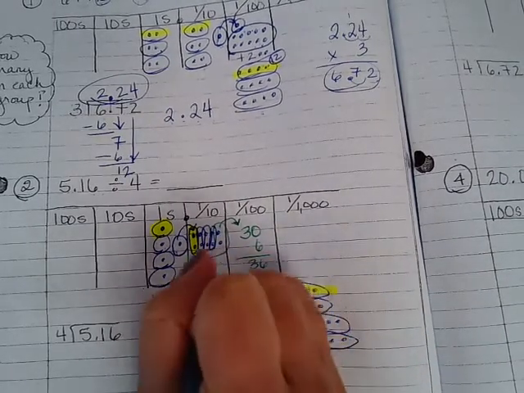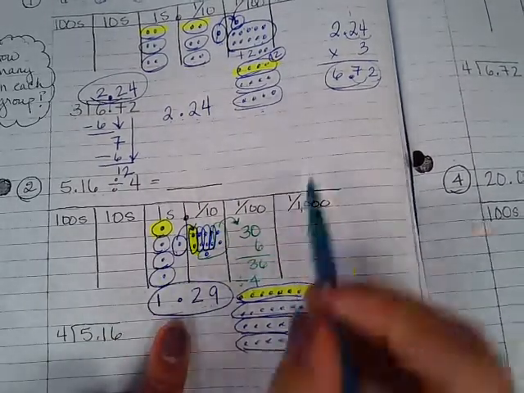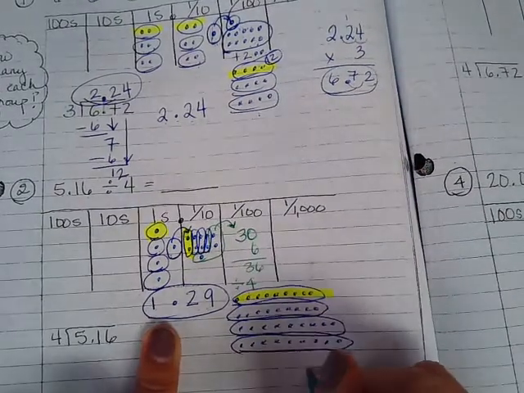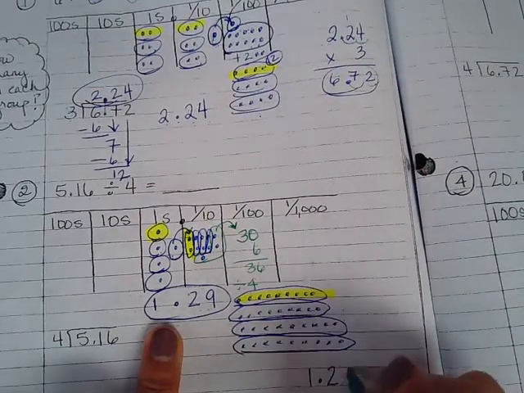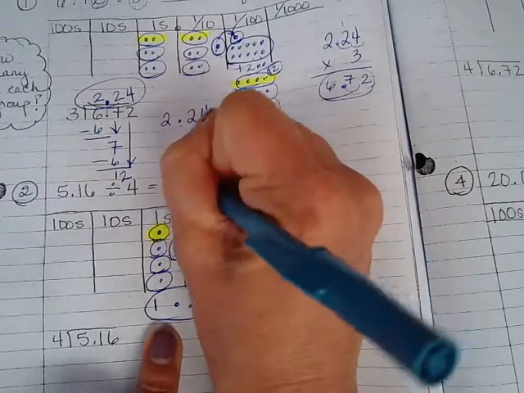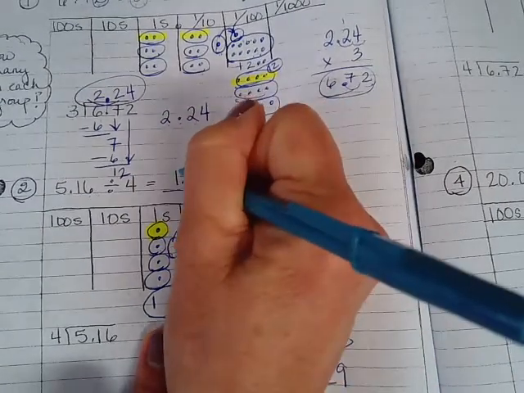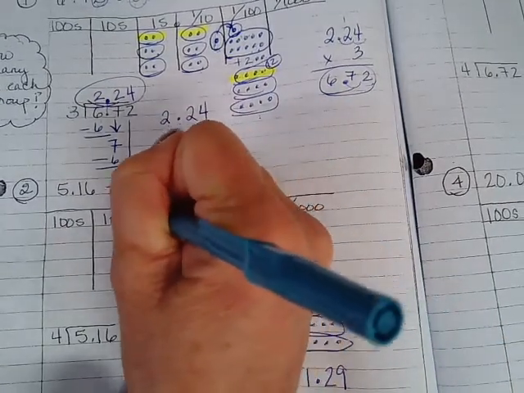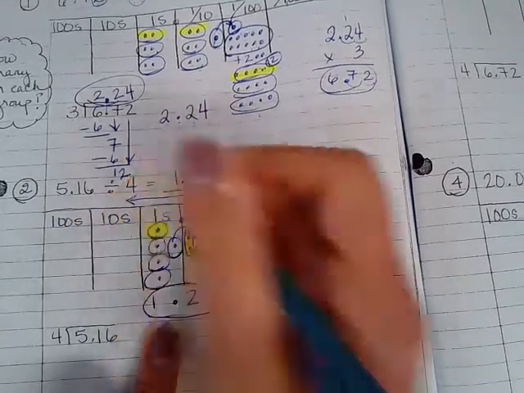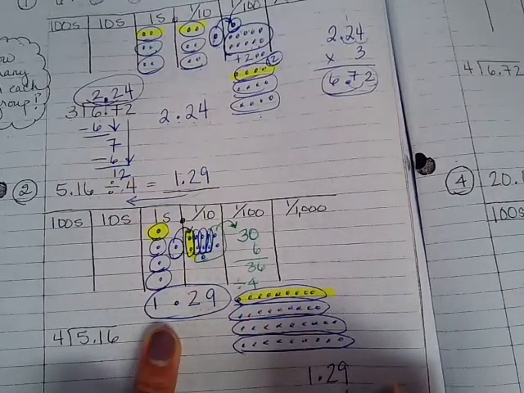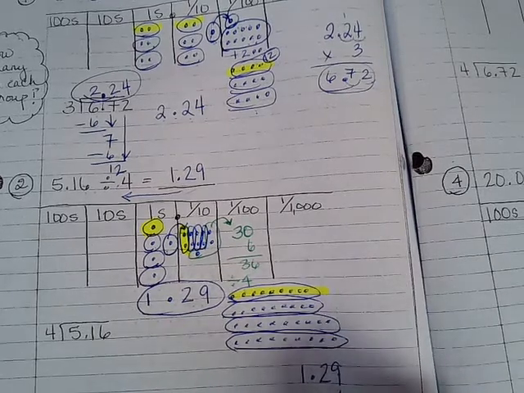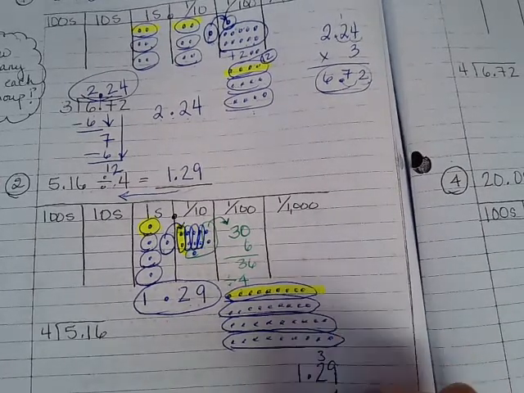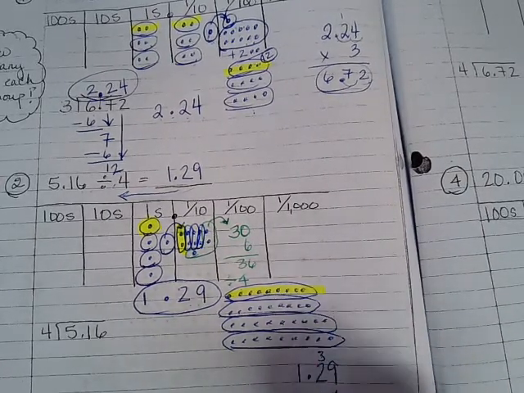1.29. That is our answer. Now, if we want to go back and check to see if we are correct, you could say 1.29. And I'm going to use the inverse operation. Instead of dividing, I'm going to multiply to check my answer. 9 times 4 is 36.